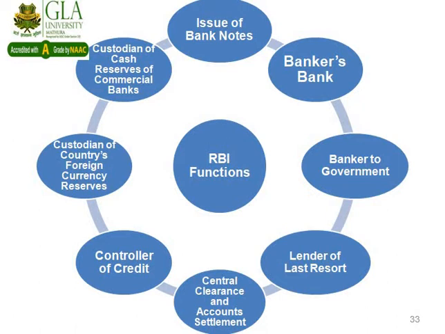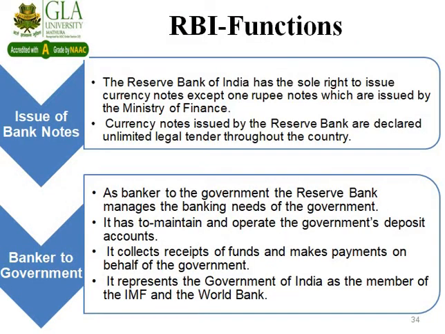The controller of credit mechanism is being taken care of by RBI. Then, custodian of the country's foreign currency reserve, as well as RBI is also the custodian of the cash reserves of the various commercial banks. So there are different terminologies like CRR, SLR, and all these we are going to discuss in detail. Let's take each and every function one by one in detail.